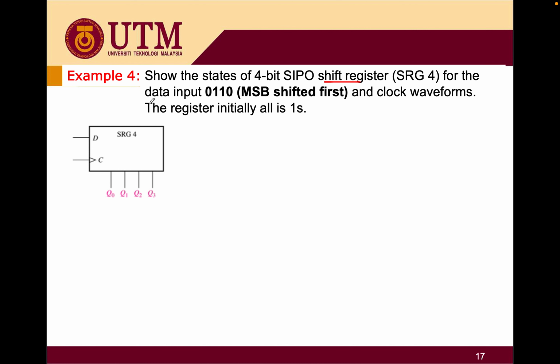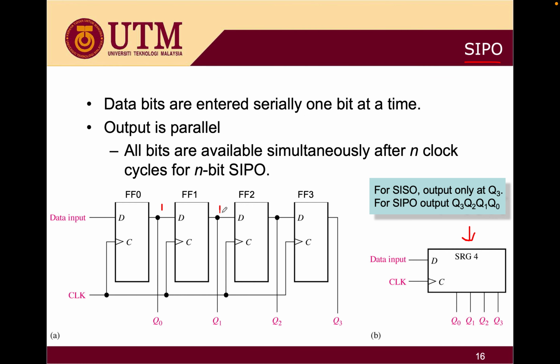For the data input 0110, it's mentioned here MSB shifted first. So you have the knowledge now, this will be shifted in first. And the clock wave, which is your clock, the register is initially all 1. This is another keyword for you to remember. So everything at the beginning, or initially, is going to be 1111 for Q0, Q1, Q2, Q3.